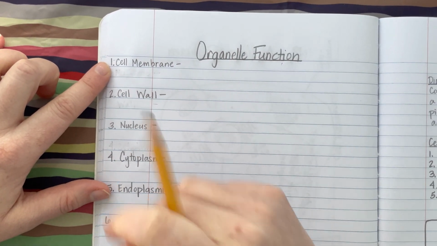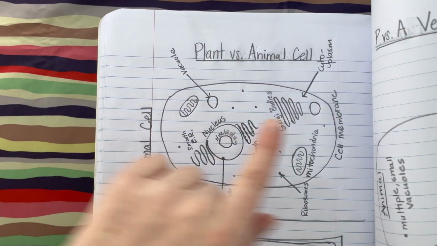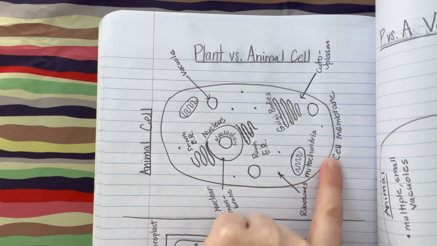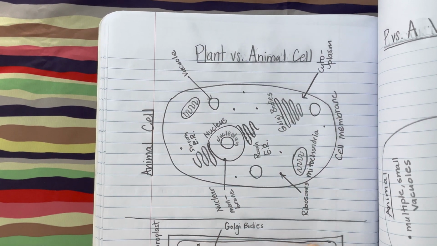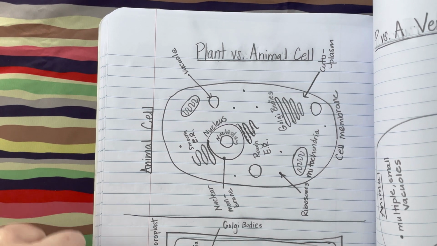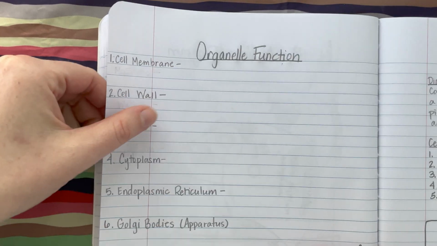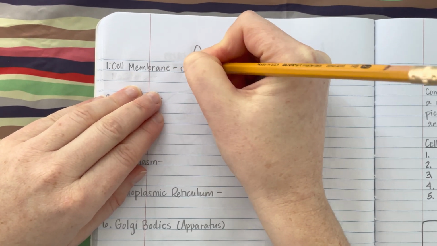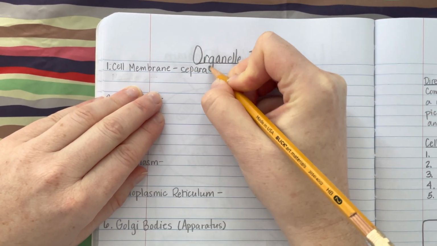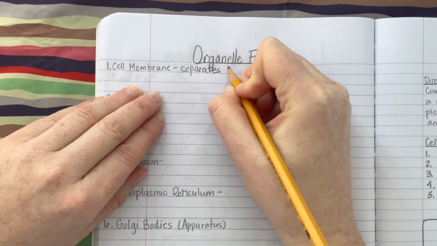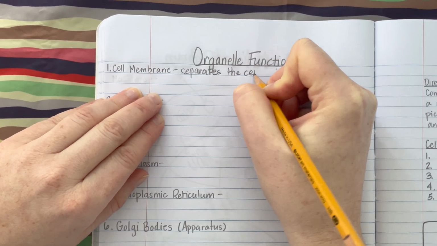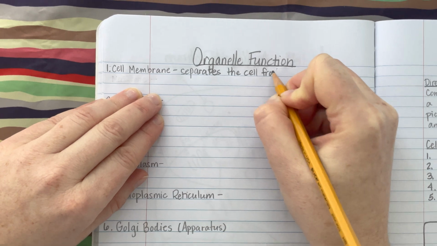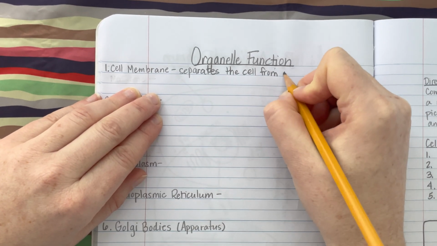The cell membrane, which is, as you can see on both types of cells, it surrounds the cell. On the plant cell, it's the inner wall. The cell membrane actually separates the cell from the outside environment.